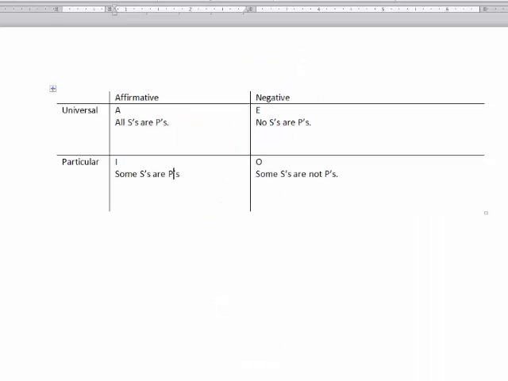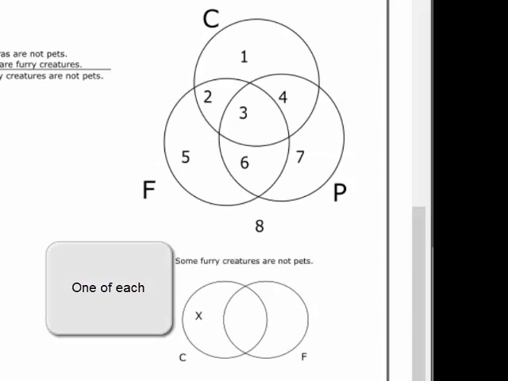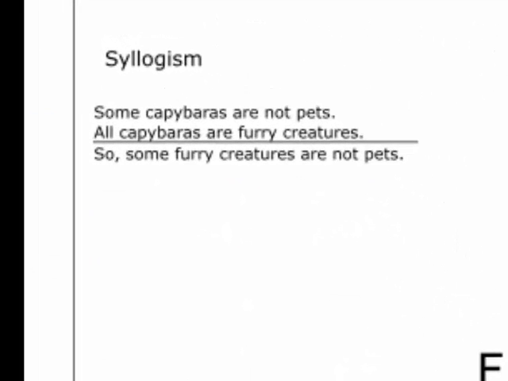If we need to diagram a syllogism involving a particular statement and a universal statement, a further complication arises. The two pieces of information can interact in a way. The shading can affect the placement of the X. Here's an example. Some capybaras are not pets. All capybaras are furry creatures. Therefore, some furry creatures are not pets.